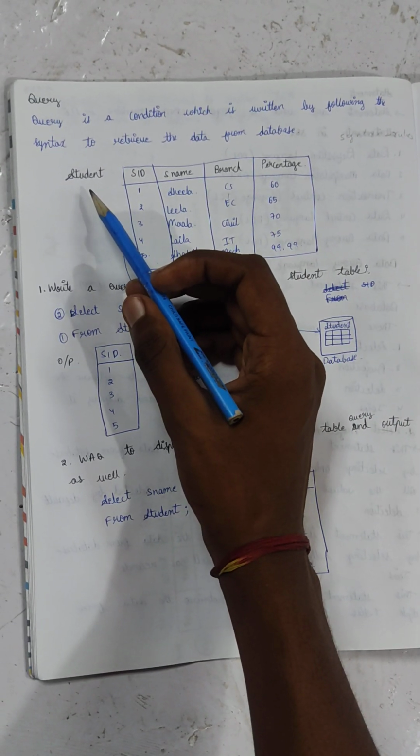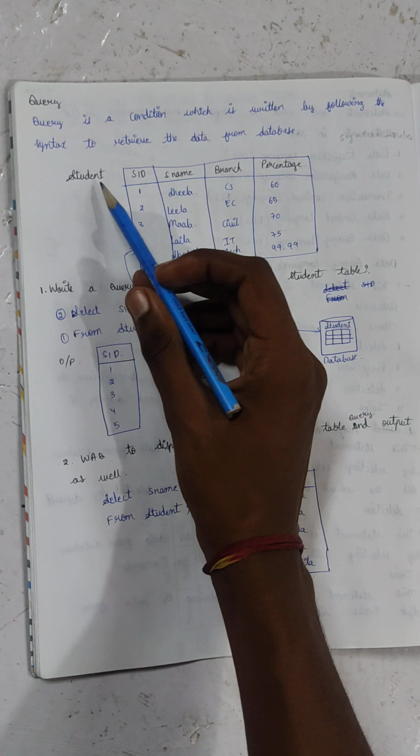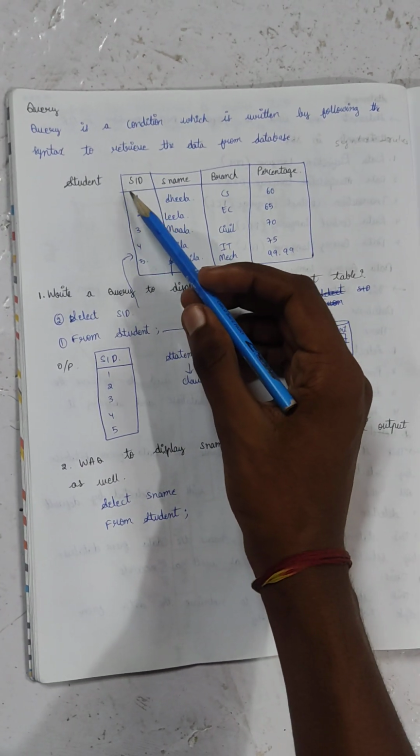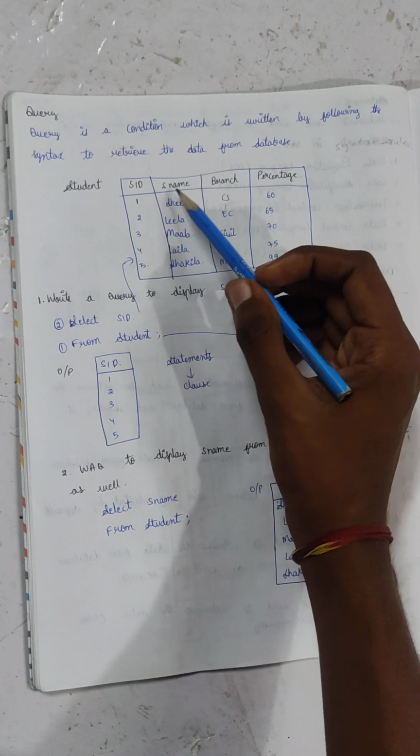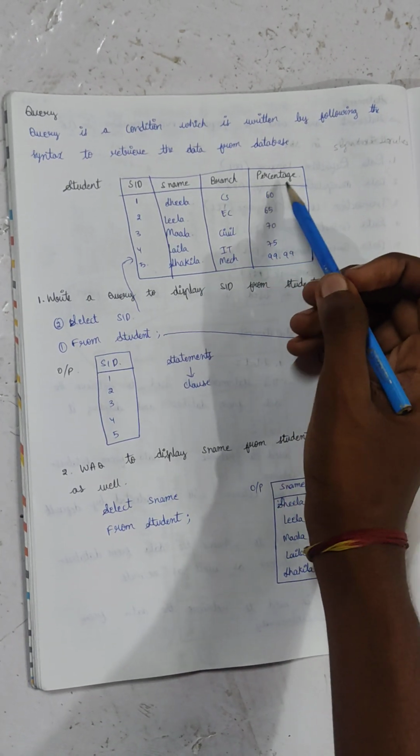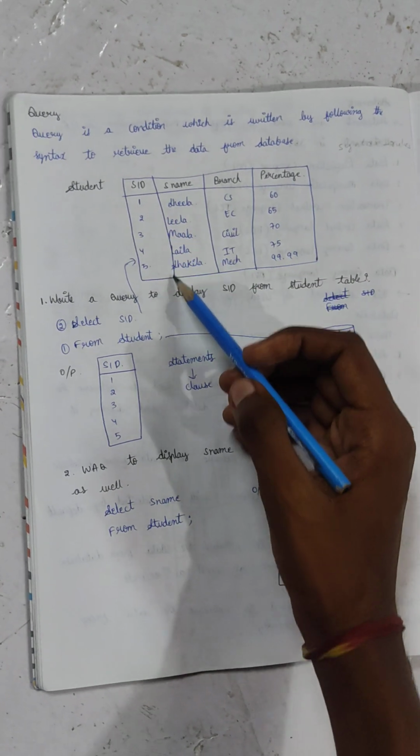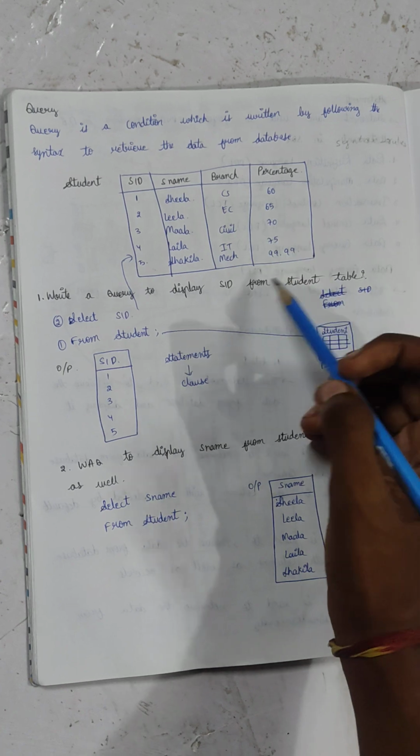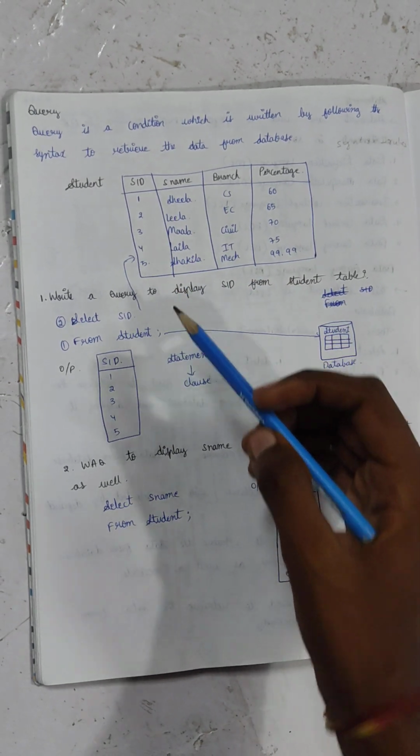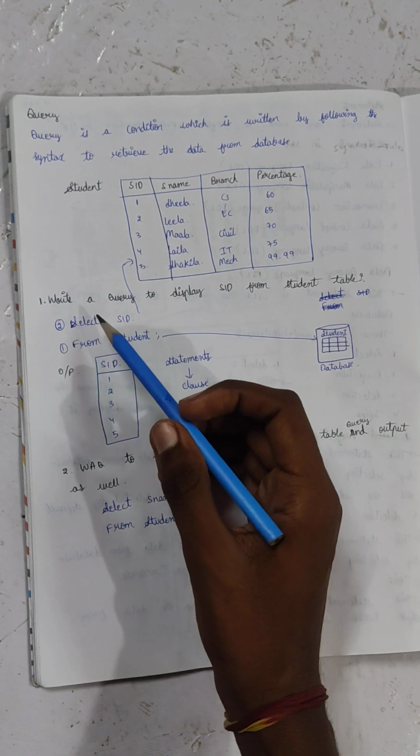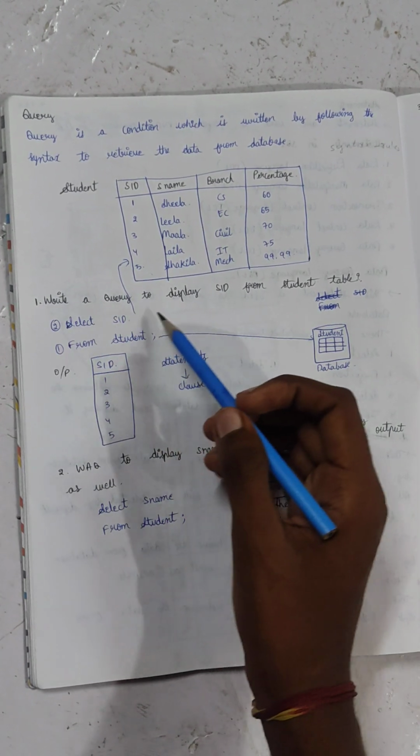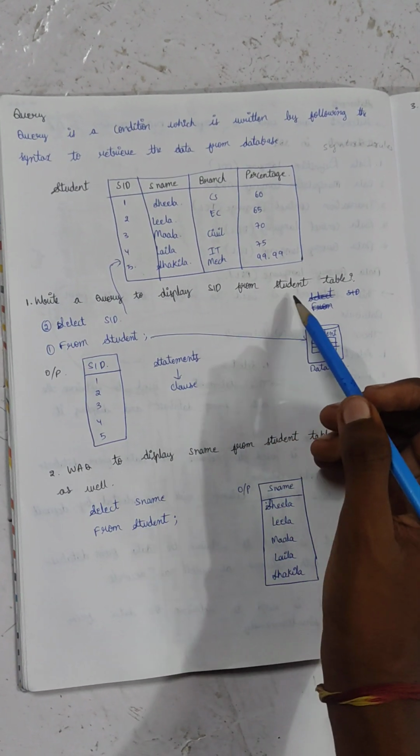For example, I have a student table. It consists of attributes like student ID, student name, branch, percentage. And these are the students and their branch, their percentage and their ID number. Suppose I want to write a query to display the student ID from the student table.